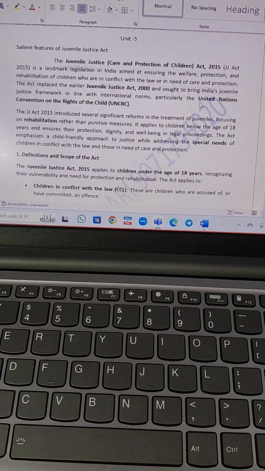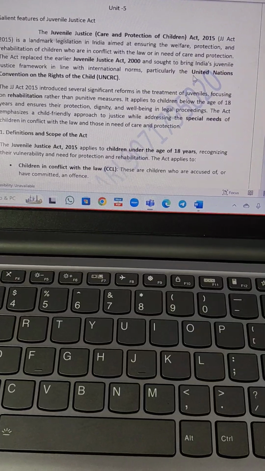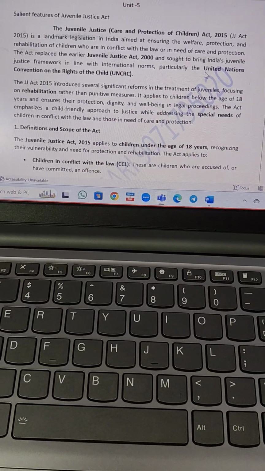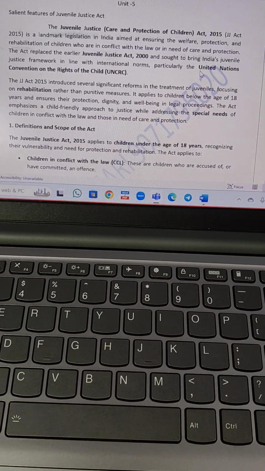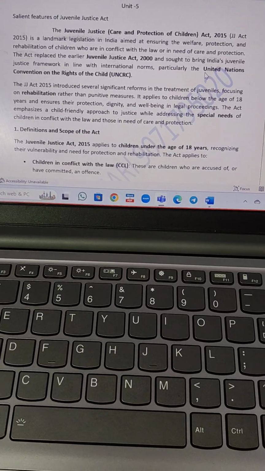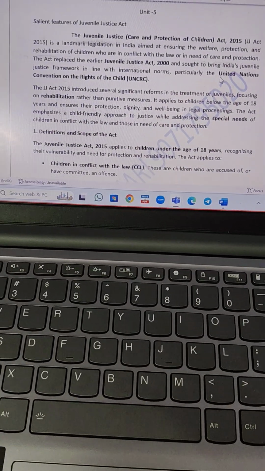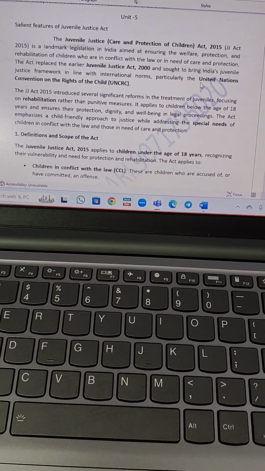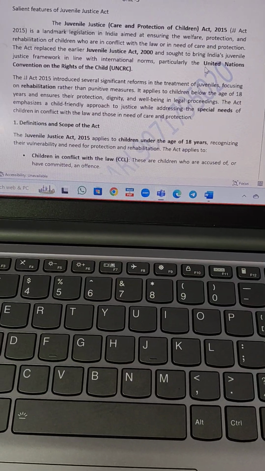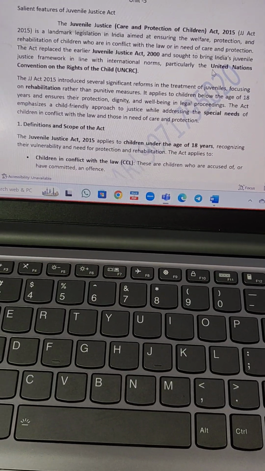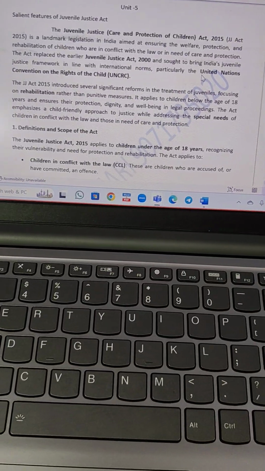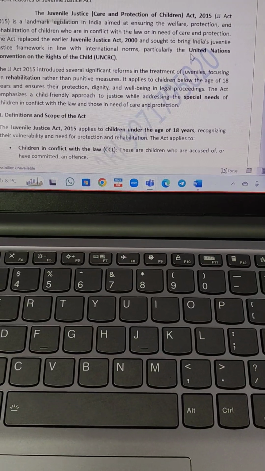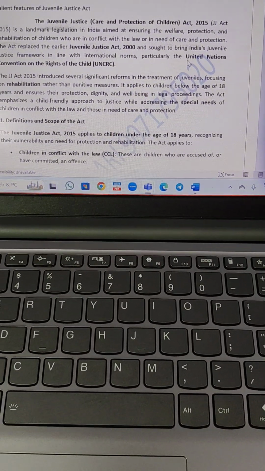The act replaces the earlier Juvenile Justice Act of 2000 and sought to bring India's juvenile justice framework in line with international norms such as the United Nations Convention on the Rights of the Child. So it has tried to bring new changes according to these provisions. Now the JJ Act of 2015 introduces several significant reforms in the treatment of juveniles, focusing on rehabilitation rather than punitive measures. Please underline. So it focuses mainly on the rehabilitation of the juvenile, not the punishment, not the punitive measures.